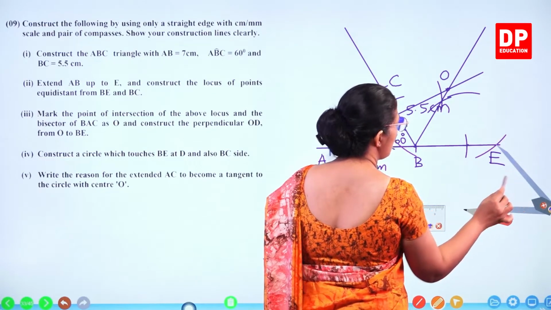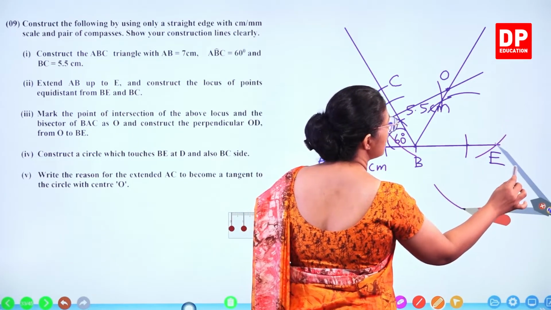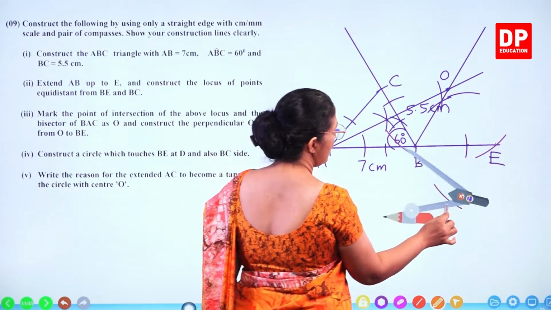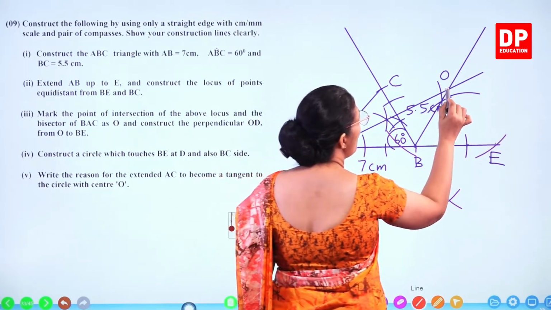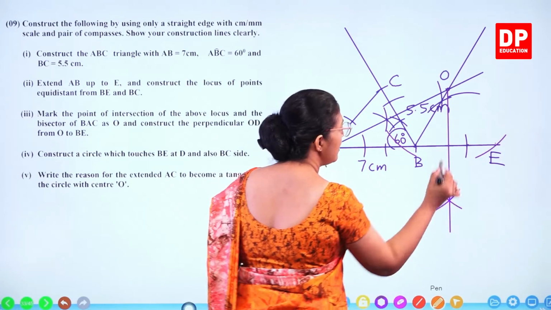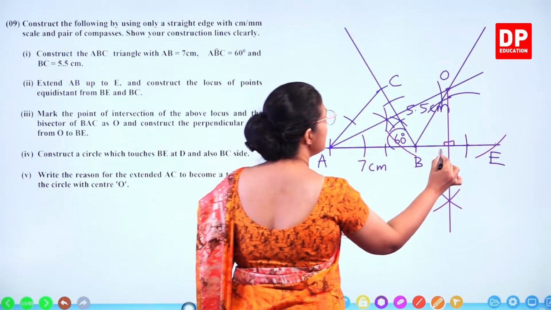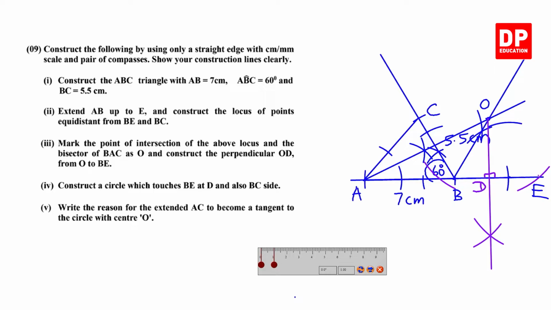So here take the compass here and you can draw this arc, keep it on top of the intersecting point with the BE line, and then draw the other arc. Then you can connect O point with this intersecting point. That's the perpendicular drawn from O to BE, and then this point becomes D. Construct a circle which touches BE at D point and also BC side.